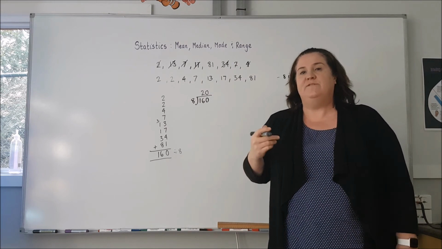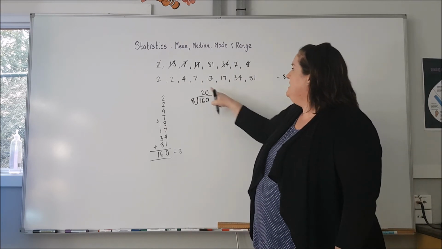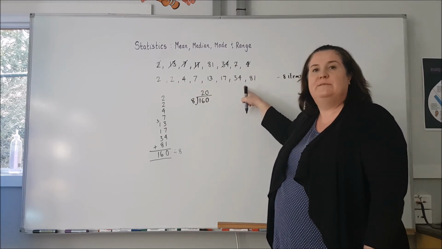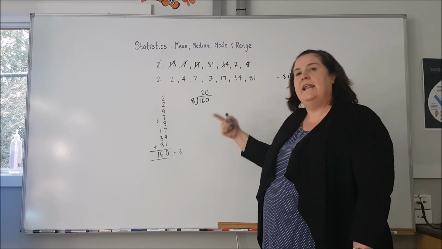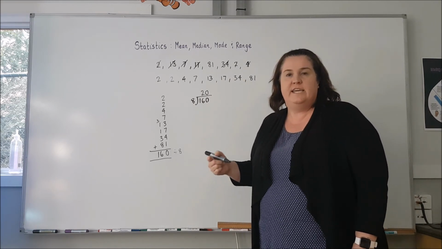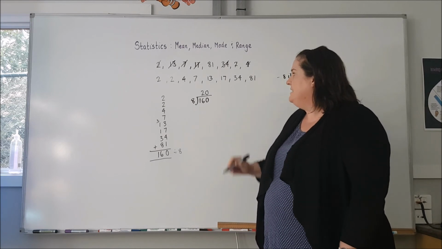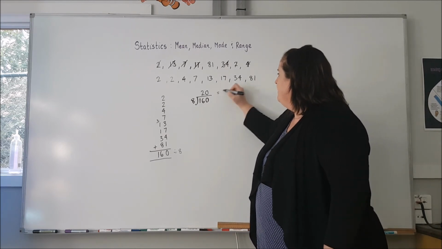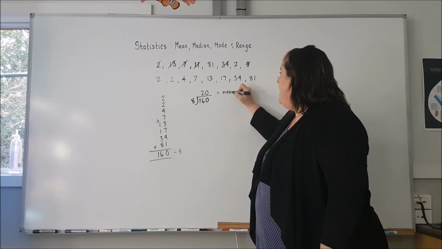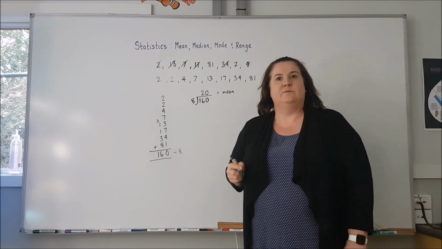It's the average value. Now you'll notice that 20 is not one of my original values, but that's okay, because we're working out what the average of the data set is. So I'll leave it there. That's how we calculate our mean. And we'll go on to the next one in the next video.